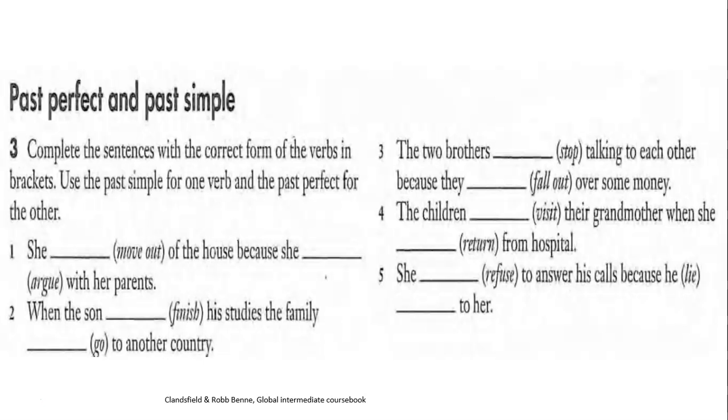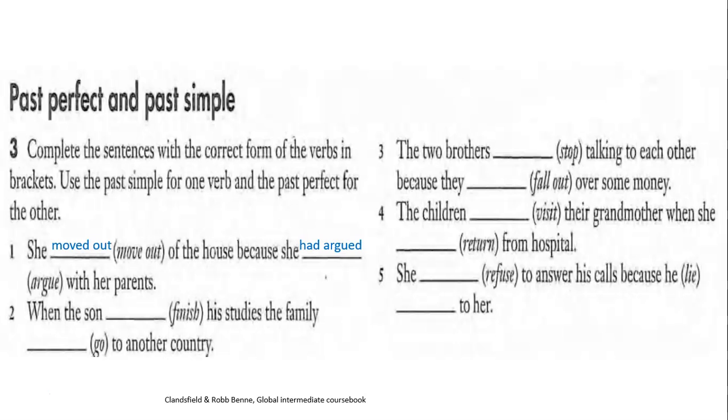So that argue has to be past perfect and move out is past simple, right? So she moved out of the house because she had argued with her parents. So she had argued, that's first in the past, and then after that in the past, she moved out as a consequence, okay? So do the same for 2, 3, 4, 5. Pause the video, take 5 minutes to do that, and then play the video again and we'll check together.